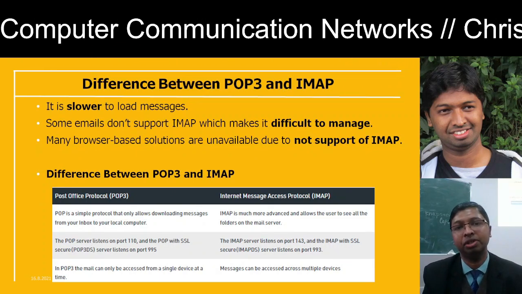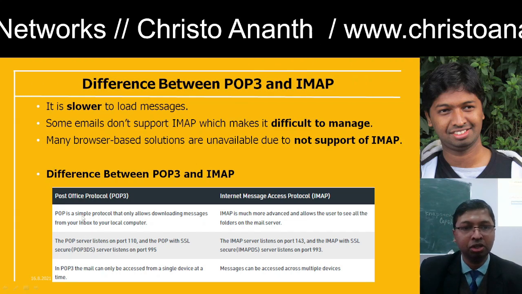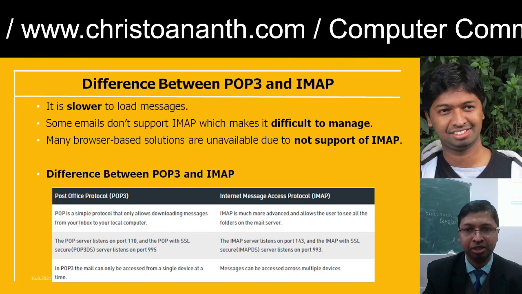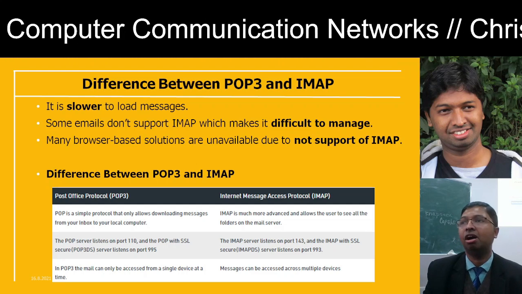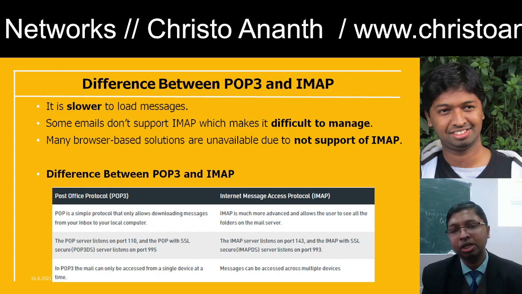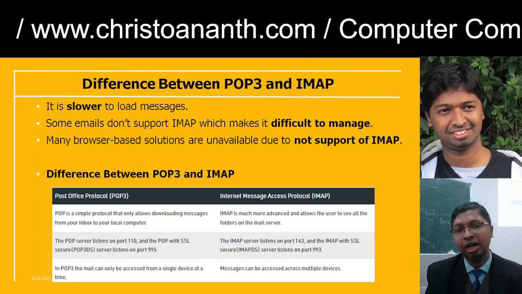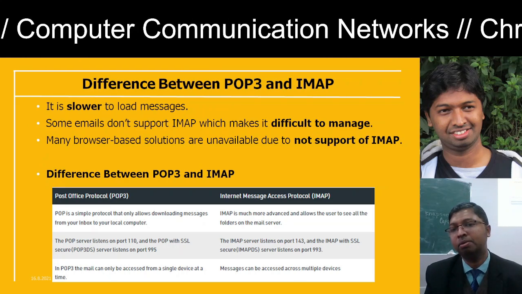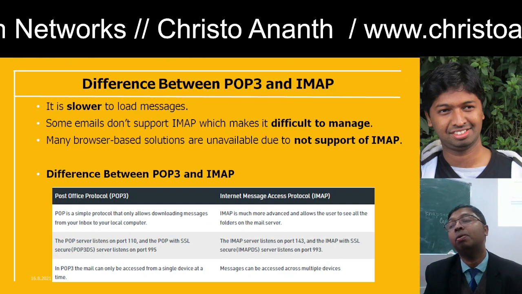So this is the difference between POP3 and IMAP. Okay, so POP, the Post Office Protocol, is a simple protocol that allows downloading messages from the inbox to the local computer. But IMAP is much more advanced, and lets the user see all the folders on the mail server. So the POP server listens on port number 110, and POP with SSL, Secure Socket Layer, listens on port number 995. But IMAP listens on port number 143, and IMAP with SSL listens on port number 993.